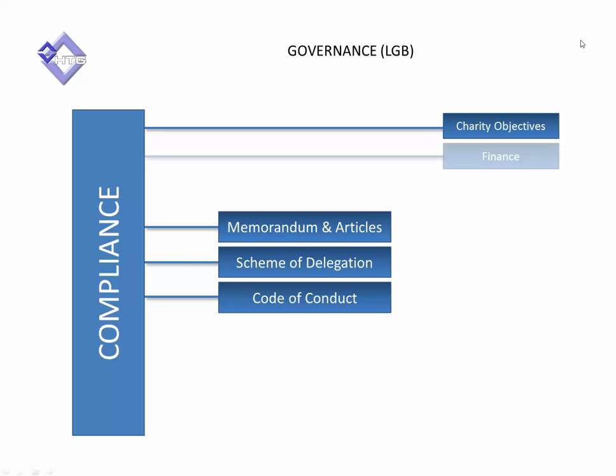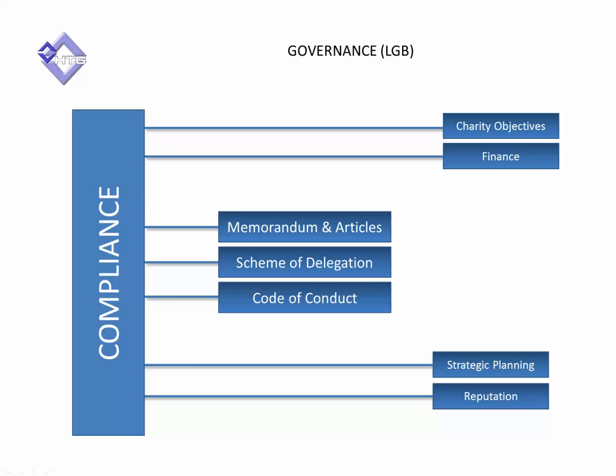It's important that we at all times bear in mind these four other categories to ensure that we're always working within our charitable objectives, to ensure our finances are always in order, to ensure that we are strategically planning and working within the strategic plans at all times, and the reputation of the Academy and the Trust is upheld at all costs.